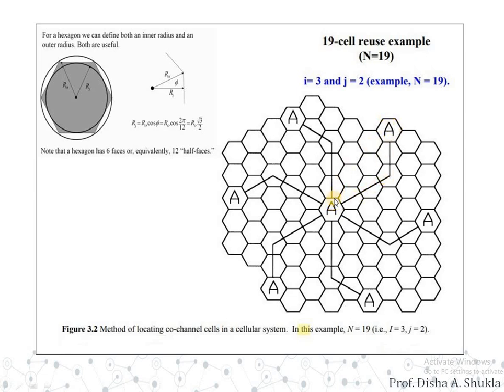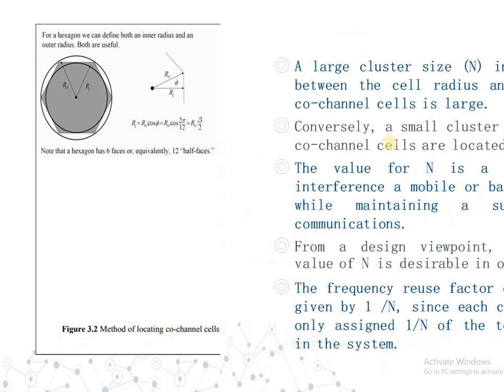So we have a cell over here that is using a frequency A, and we can reuse the same frequency at this particular cell. How did we calculate this particular cell? By i is equal to 3 and j is equal to 2. So this is the way we calculate which cell can be allocated the same frequency based on the number of cells in a particular cluster.